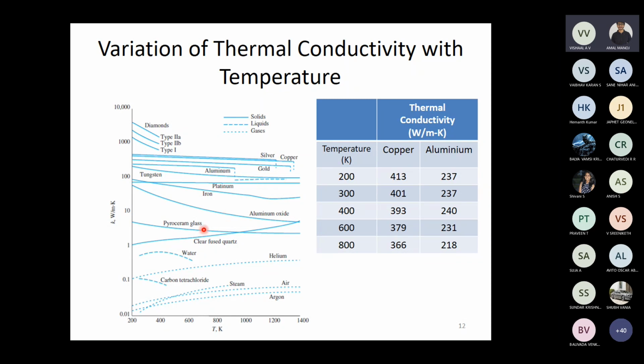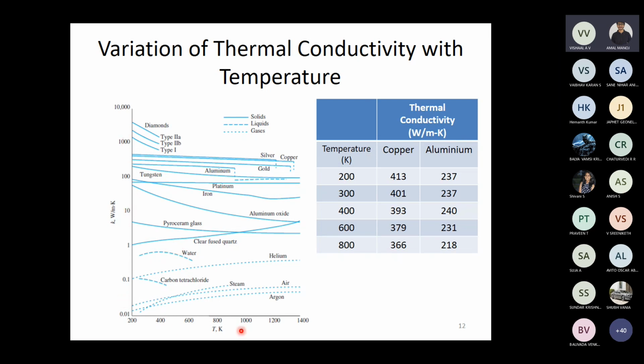As far as liquids are concerned, liquid thermal conductivity is more or less constant. It's not strongly influenced by the temperature. So it's more or less constant for aluminum. For silver and copper, the data is not available beyond this temperature. For water, you can see there is a very slight increase in the conductivity, and then there is a drop.